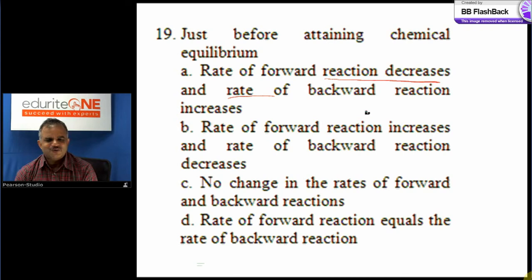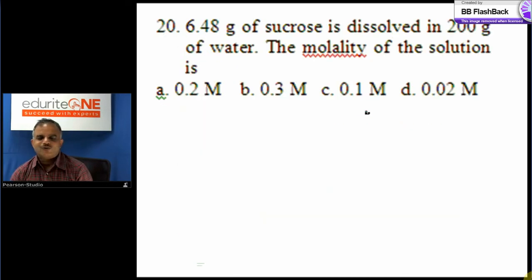Just use common sense, you should be all right for most of the questions. 6.48 grams of sucrose is dissolved in 200 grams of water. Find the molality of the solution. I will give you 3 wonderful formulas in chemistry which you can note down.